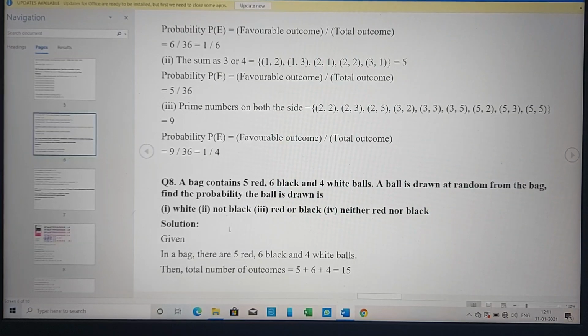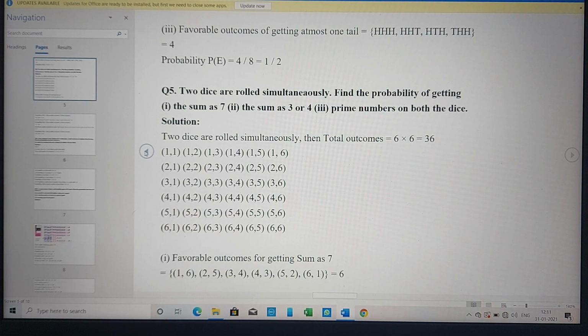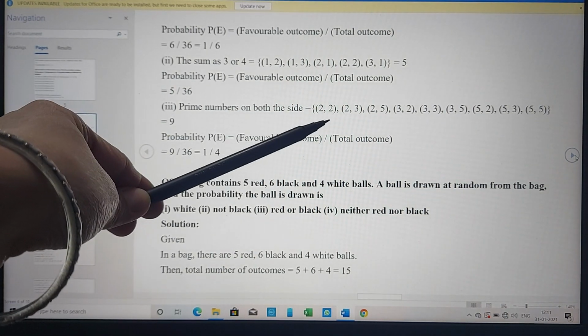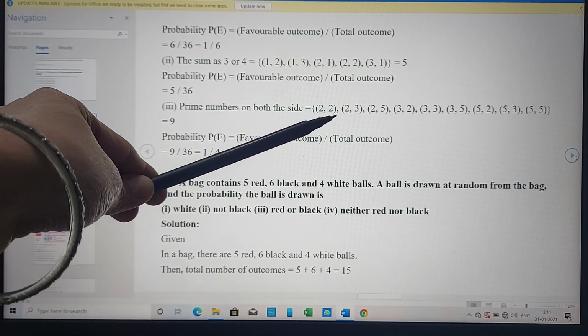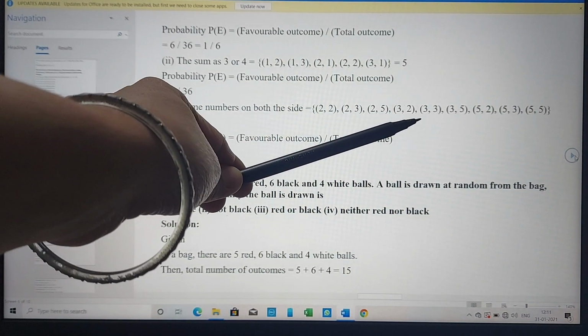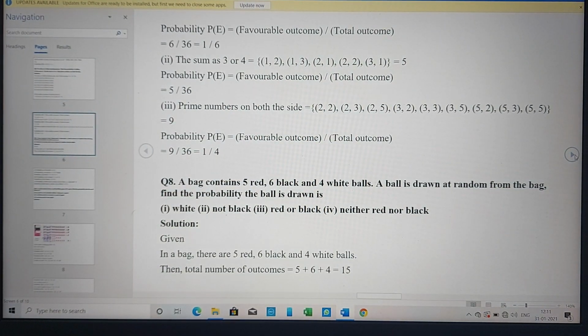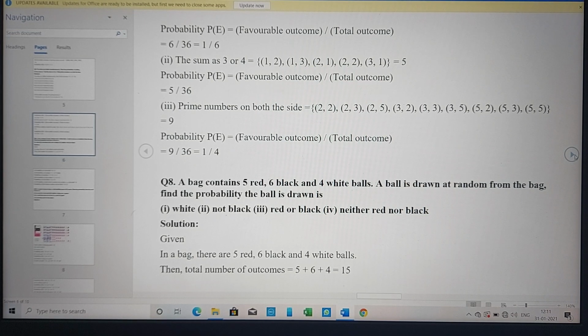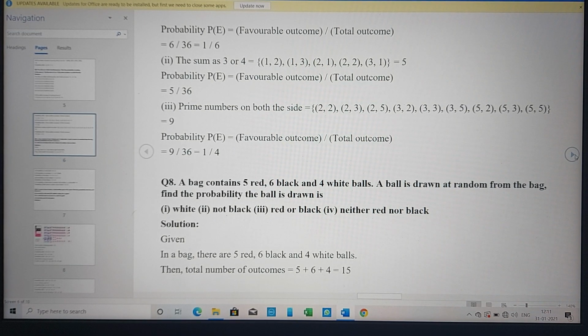Prime numbers on both the dice. On both the dice, prime numbers. So if you count, how many options are there? You can see we have 2, 2 because 1 is not considered as prime. So 2 2, 2 3, 2 5, 3 2, 3 3. Okay, you have to see that on both the dice you have prime numbers. Clear? So in this way, we have total 9 favorable outcomes and total number of outcomes are 36. So 9 upon 36, that means 1 upon 4. Clear?